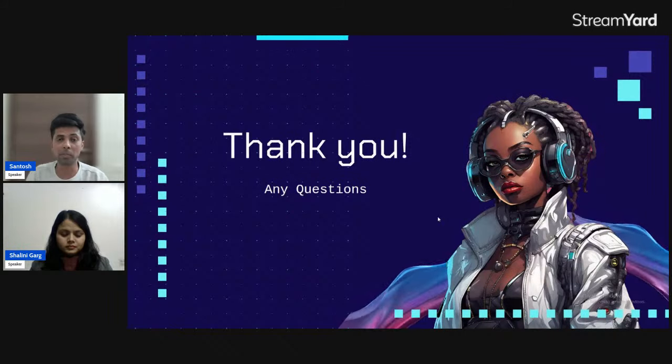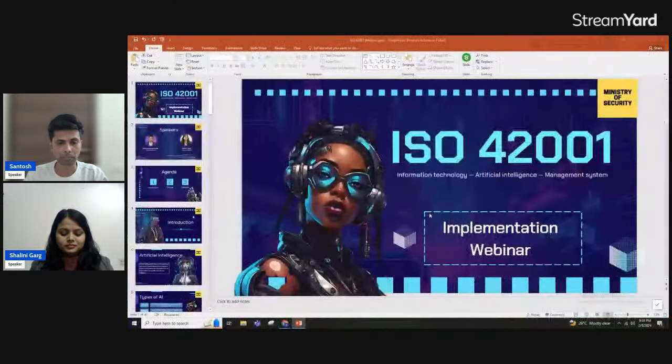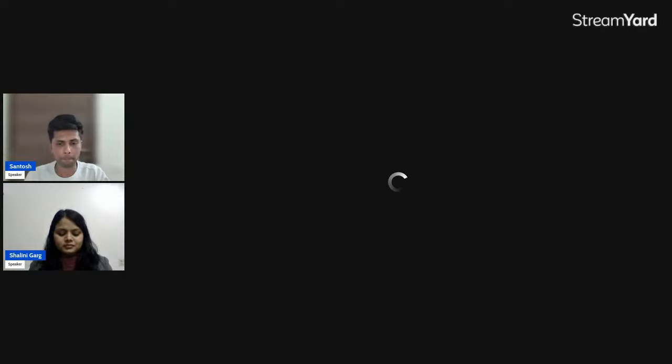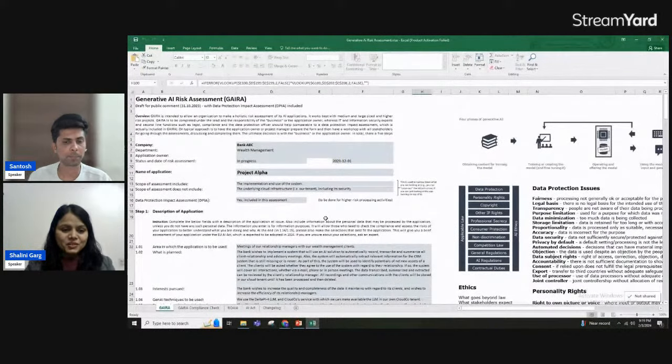But on that note, we will move on to show you how this Gen AI risk assessment and system impact assessment would look like. Just give me a second. Okay, I'm going to present the, let me know if you're able to see my screen, Shalini. Yes, Santosh, it's visible.